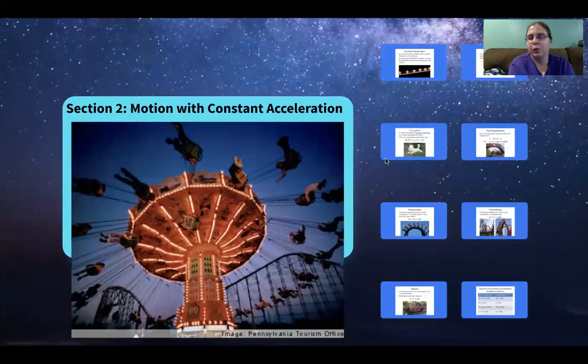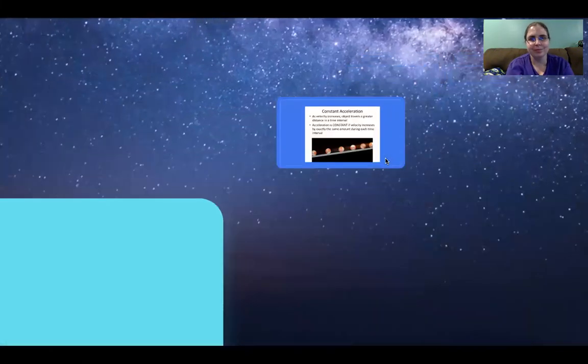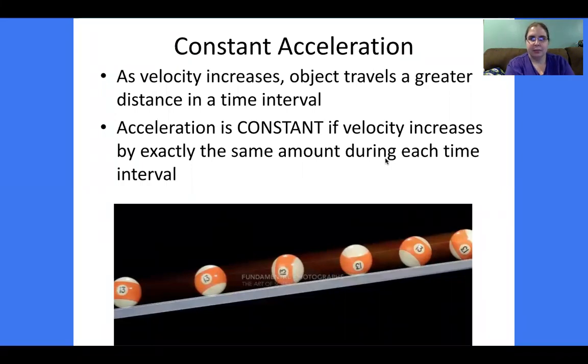All right, let's talk a little bit about motion with constant acceleration. So when we talk about constant acceleration, what we're saying is that as velocity increases, the object is going to travel a greater distance in each time interval, which makes sense because if you're going faster, then you can travel a greater distance in the same amount of time. If I am going at 10 meters per second at one point, then that means in 1 second, I can travel 10 meters. But if I accelerate to 20 meters per second, then in the next time interval, I moved an additional 20. So now I've gone 30 meters total, 10 in that first time interval, and then with my increased speed, an additional 20.